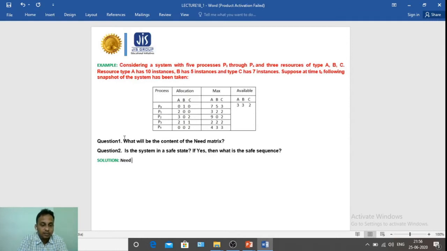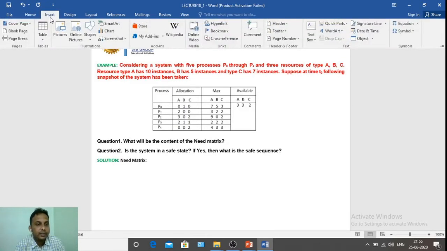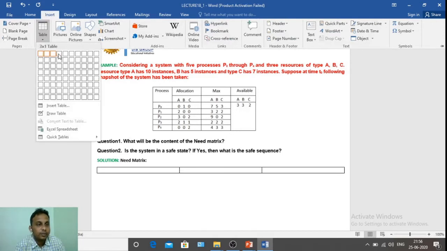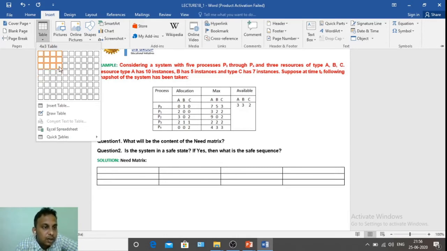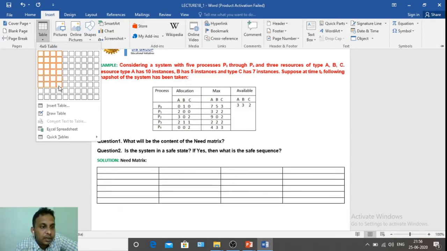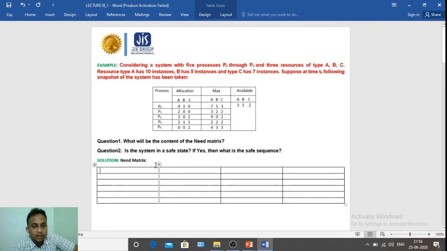So first we'll find out the need matrix. So what will be the need matrix? Let's draw a table of the need matrix, with the 5 processes plus the header row, so we have taken 6 rows.